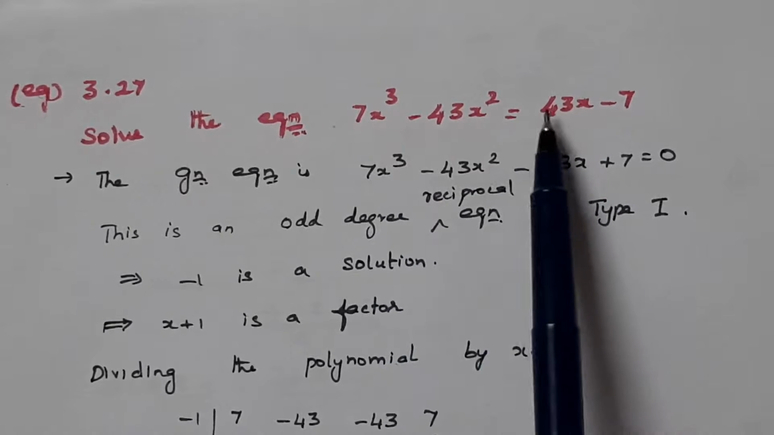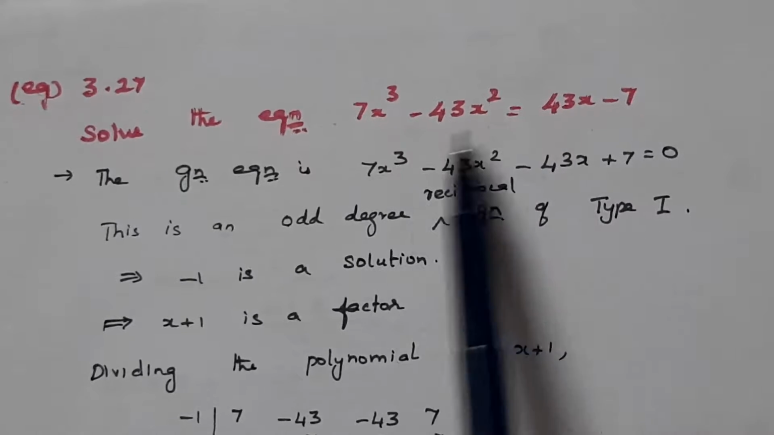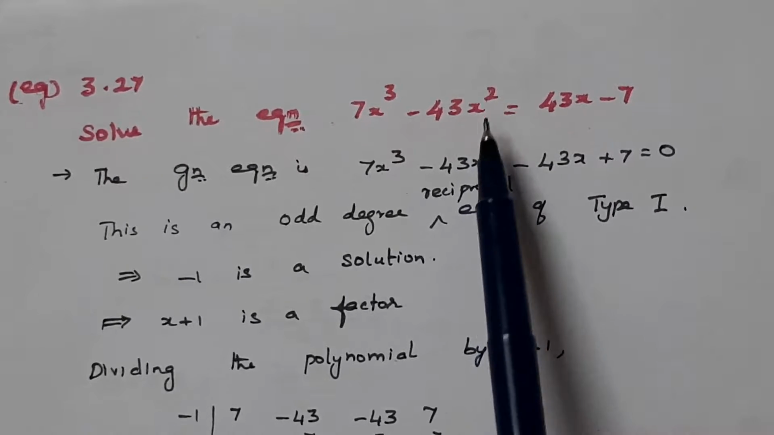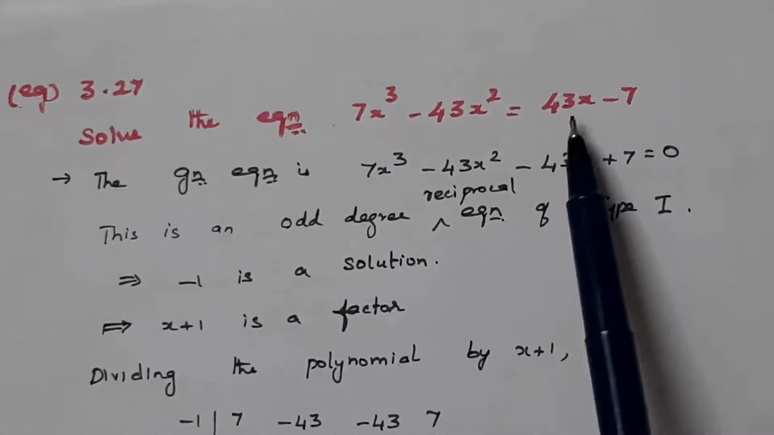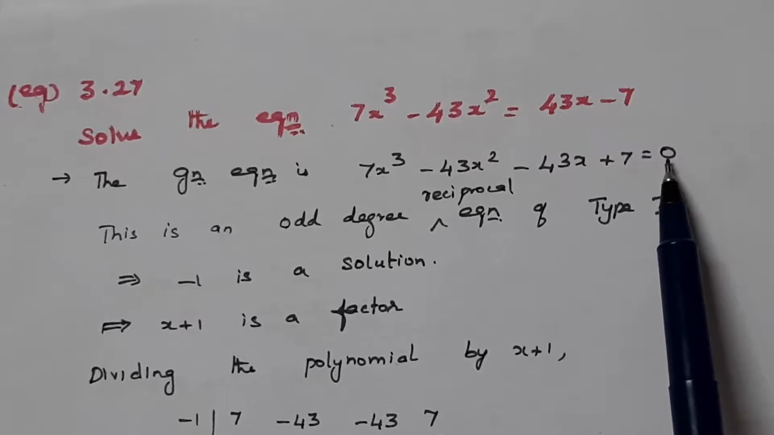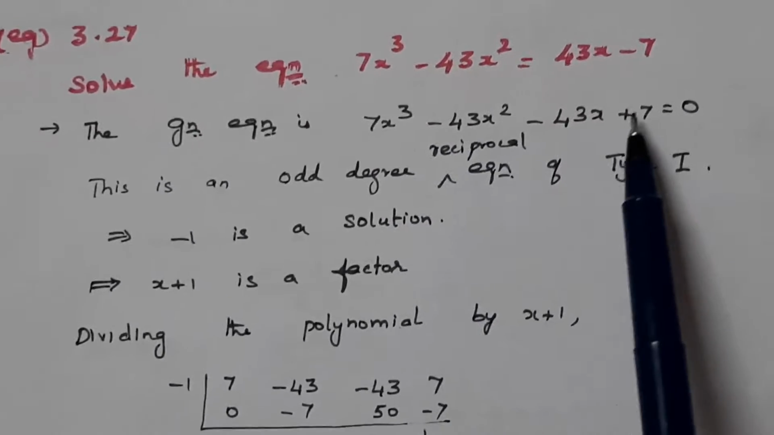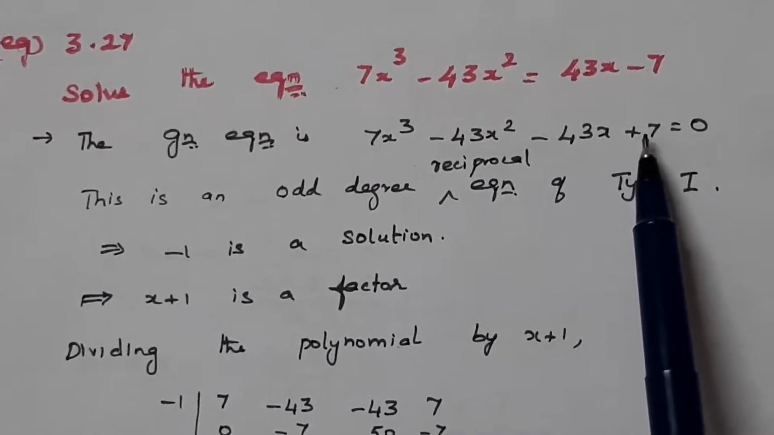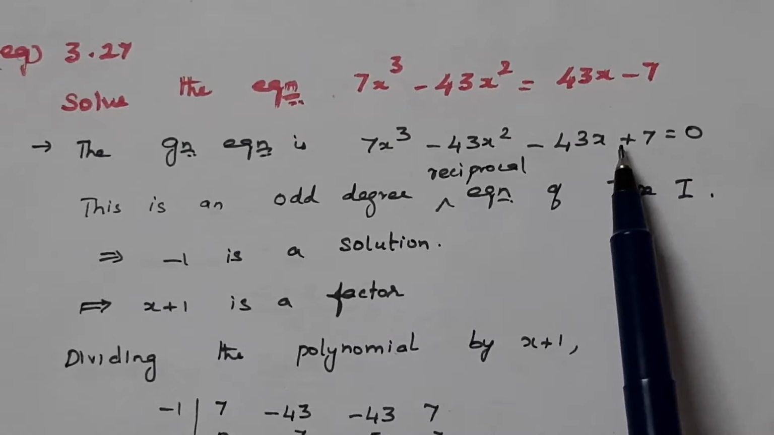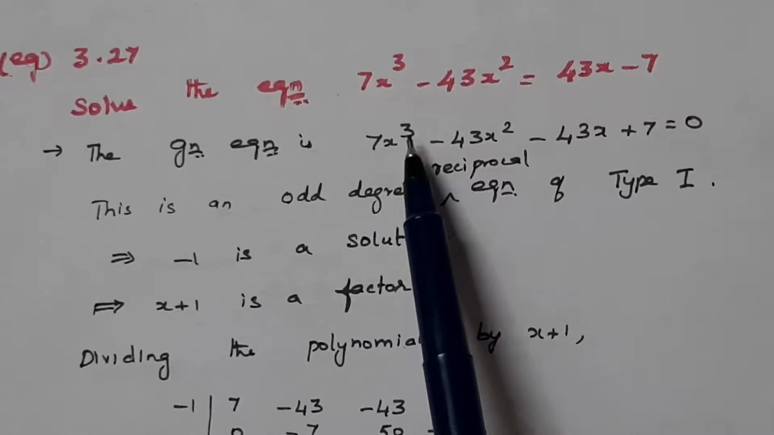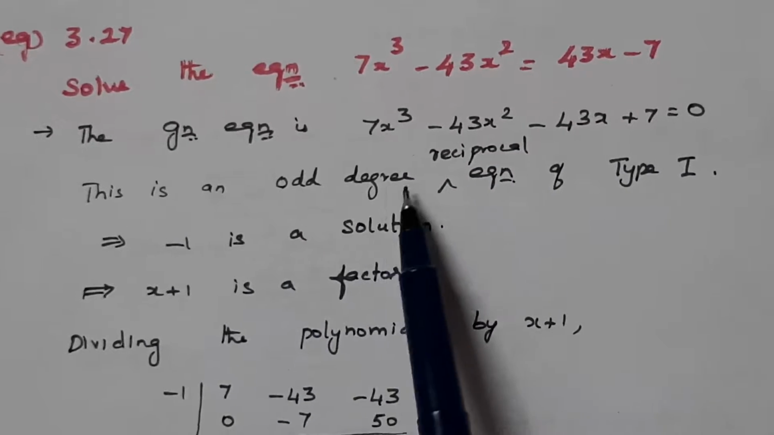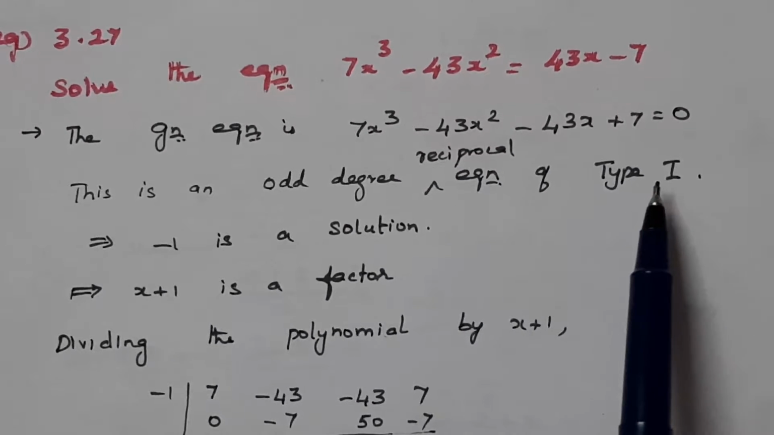First, let us rearrange this in a proper way. Moving all the terms to the left hand side, we get the equation as 7x cube minus 43x squared minus 43x plus 7 equal to 0. As the coefficients from the end and the beginning are equal in magnitude, it is of type 1. And what about the degree? It is odd degree. So this is an odd degree reciprocal equation of type 1.